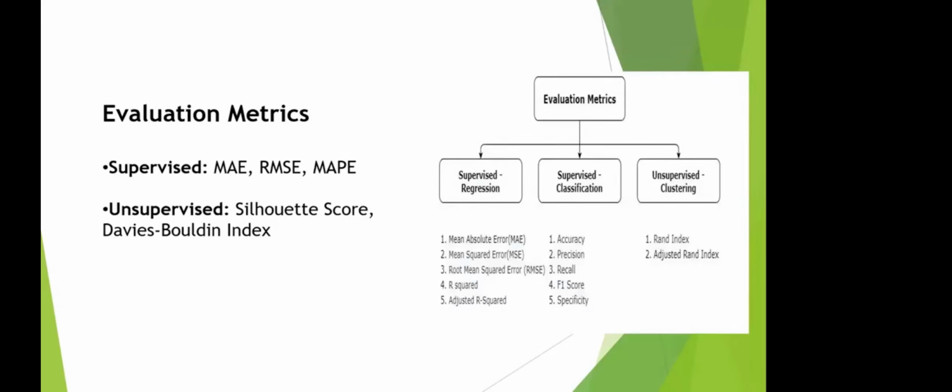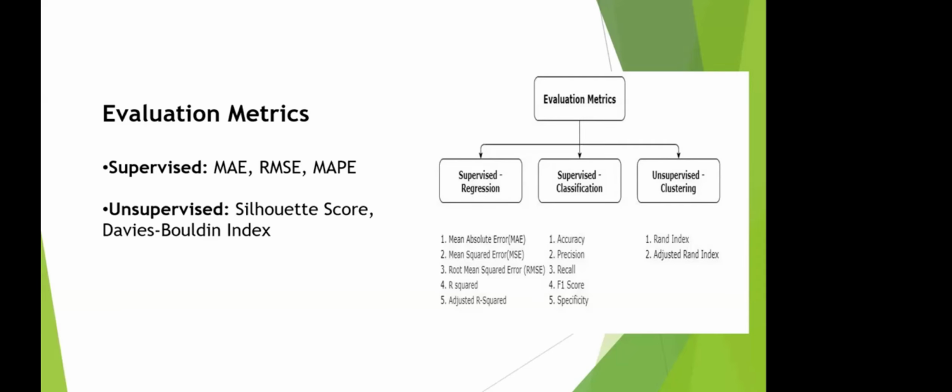Now, what are the evaluation metrics? As I told, MAE, that is mean absolute error, RMSE, that is root mean square error, and MAPE, that is mean absolute percentage error. So in this case, supervised uses MAE, RMSE, MAPE, okay? And unsupervised uses the Silhouette score and the Davies-Bouldin index. All these things we are taking.